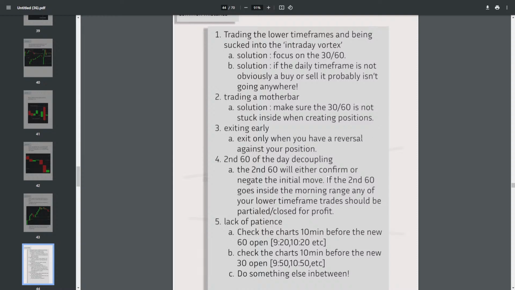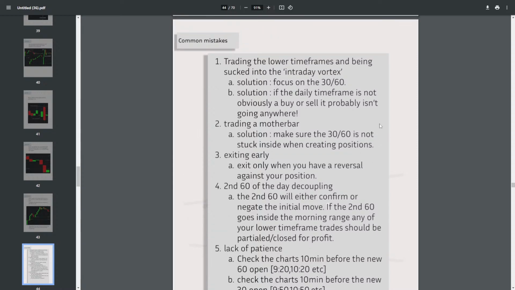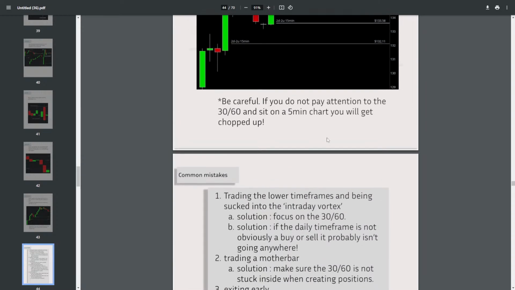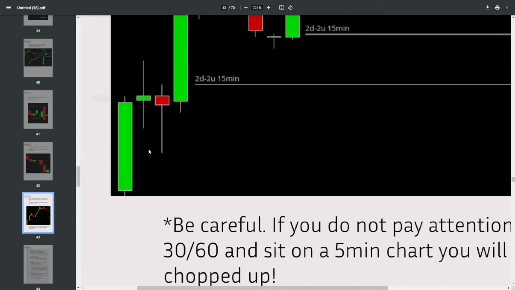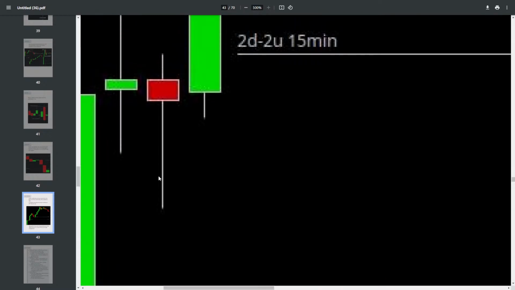So when it comes to the gapper universe, there's some common mistakes. Trading the lower time frames and being sucked into the intraday vortex, as Rob would say. And the solution to this is focus on the 30-60. And the other solution is if the daily time frame is not obviously buy or sell, probably is not going anywhere. So if you're looking at a daily chart, and let's say your daily chart looks like this, where it's just a complete doji in here, doing nothing, you don't have to do anything, right?